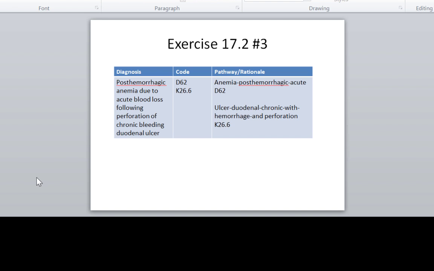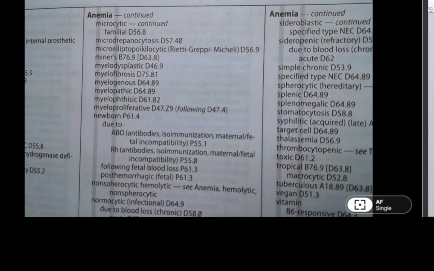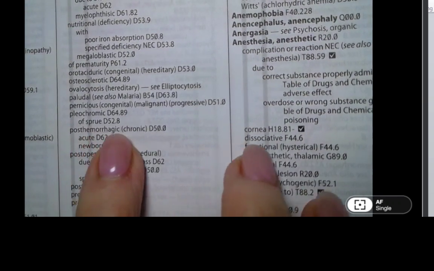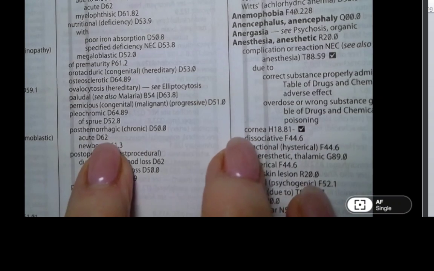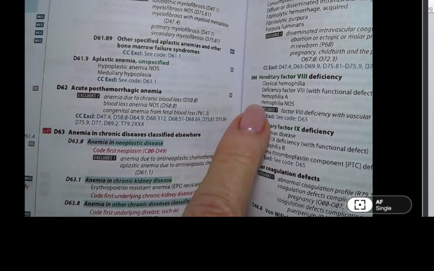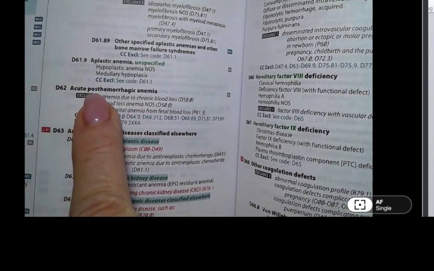Our first exercise, 17.2, number 3: post-hemorrhagic anemia due to acute blood loss following the perforation of a chronic bleeding duodenal ulcer. So I have here on the right your pathway for how you're going to get to these codes. So let's take a look at the alphabetical index. We're in anemia. We go down to post-hemorrhagic, acute, D62. And we look up D62 in the tabular, and we see acute hemorrhagic anemia.